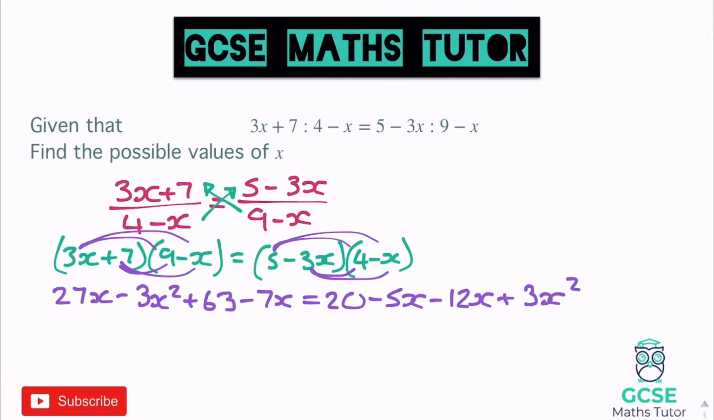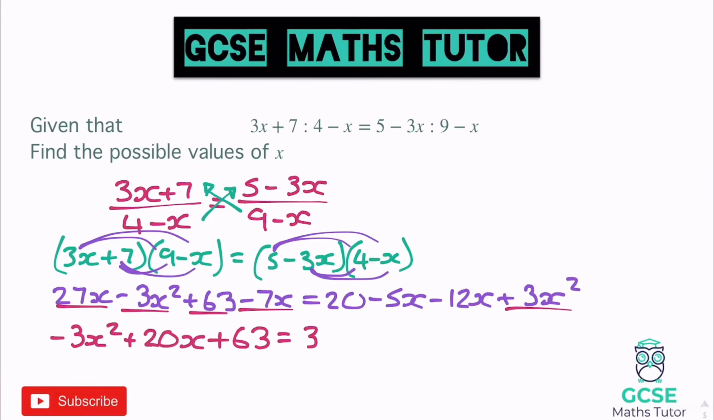Right, okay, so let's simplify this down a bit because we've got a few horrible little pieces there. So I'm going to write the minus 3x squared to start with. So we've got minus 3x squared. We've got 27x minus the 7x, so that'll leave me with positive 20x. And then we've got the plus 63. And that is equal to, we've got the 3x squared there, so I'll put that at the start, so 3x squared. We've got minus 5x and minus 12x, that makes minus 17x. And then we've got the plus 20 there, so plus 20.